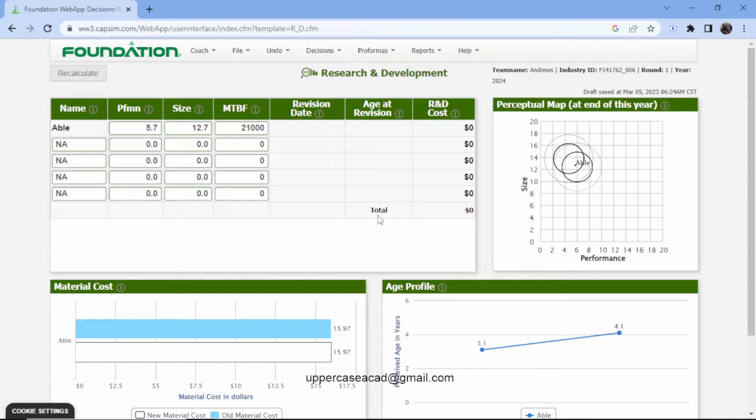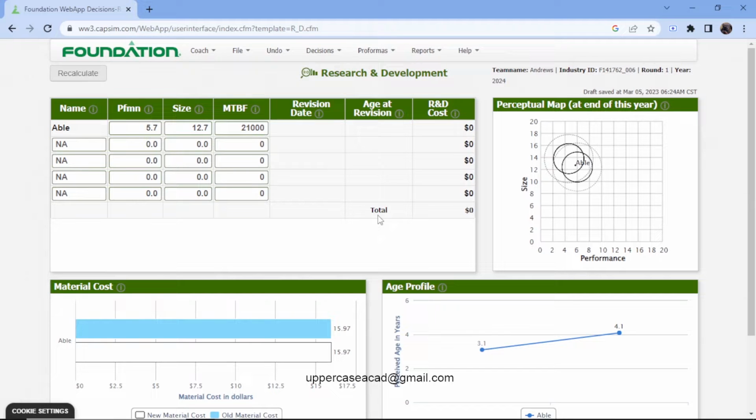Hello guys and welcome. In today's video we are going to talk about Capsim Foundation, and we are going to start with the decisions that I made in the research and development part.